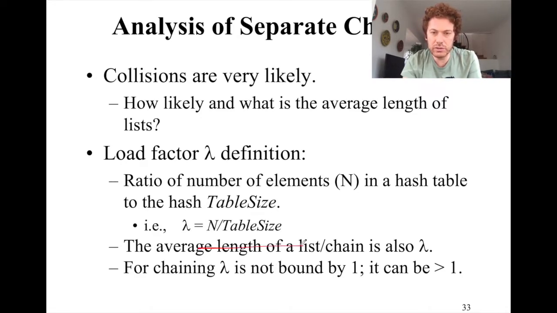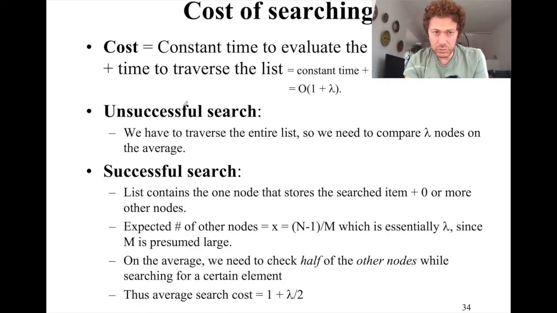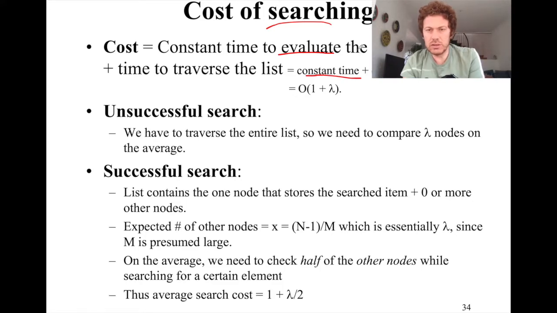So the average length of a linked list is lambda, which is n over table size. So this can be more than one. If you have, for instance, 20 items hanging in your hash table, but you have only 10 slots, then lambda will be 2. 20 over 10 is 2. The cost is then the evaluation of the hash function. So for searching, I need to evaluate the hash function. So it will be constant time, hopefully. It is actually key mod table size, and it is a constant operation. Then I will traverse the linked list until I find it, or maybe I will not find it, but I need to traverse it. So 1 plus expected linked list length, which is 1 plus lambda.